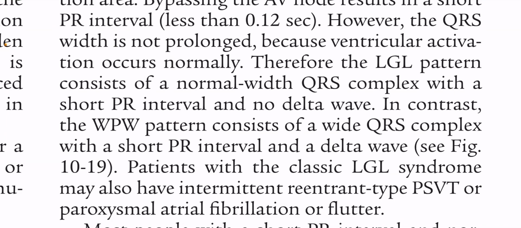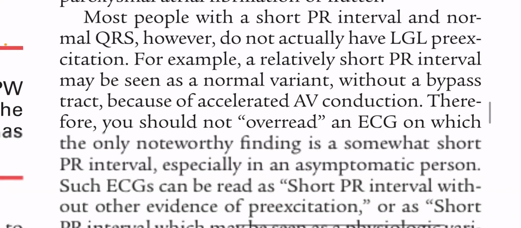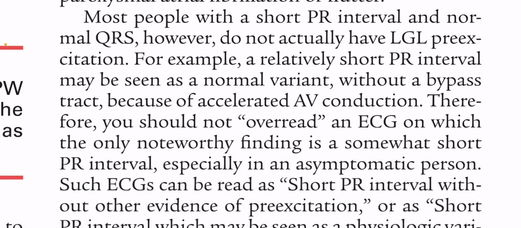Patients with the classic LGL syndrome may also have intermittent reentrant type PSVT or paroxysmal atrial fibrillation or flutter. Most people with a short PR interval and normal QRS, however, do not actually have LGL pre-excitation. For example, a relatively short PR interval may be seen in a normal variant without a bypass tract because of accelerated AV conduction. Therefore, you should not overrate an ECG on which the only noteworthy finding is a somewhat short PR interval, especially in an asymptomatic patient.